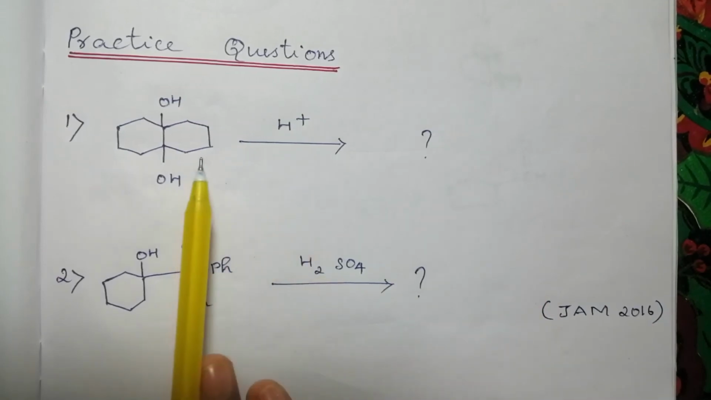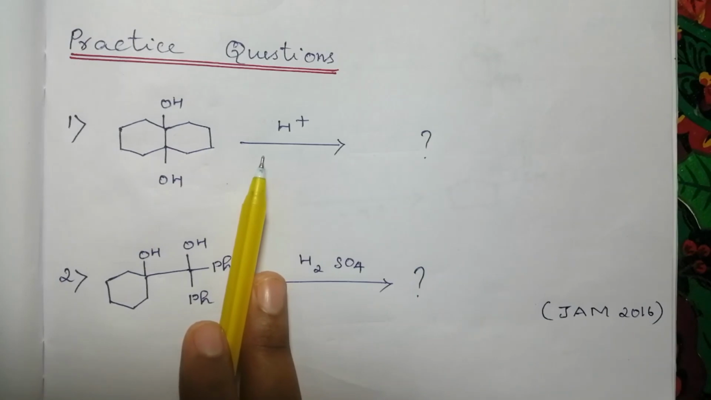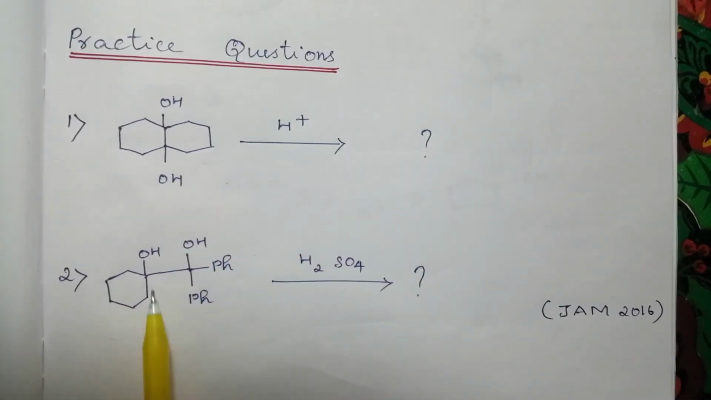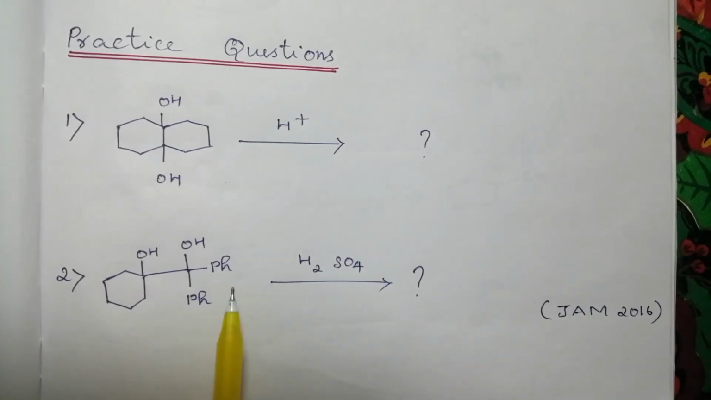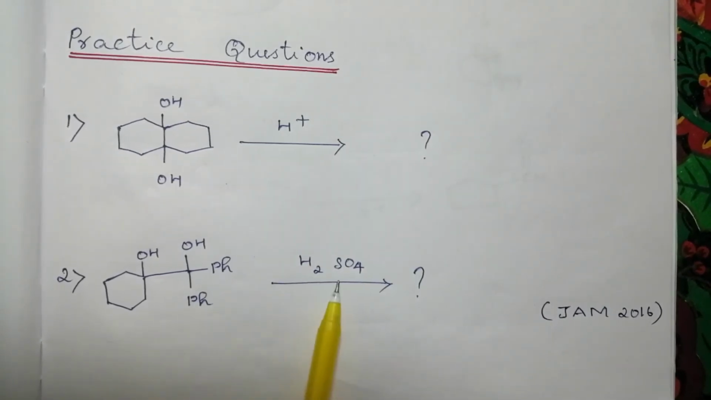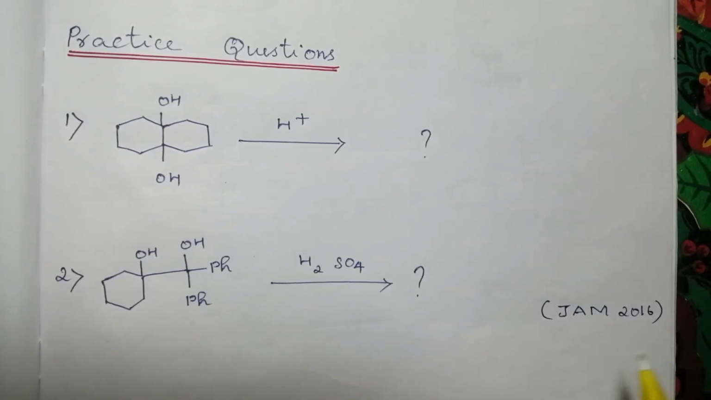Both of them are very simple questions. The first one is a cyclic system again. In the second one, a cyclic ring is also there, but there is another part as well. In this question we have to take into consideration the migratory aptitude, which group would have higher migration. So considering all that, with H2SO4, we have to do these questions using the Pinacol Pinacolone Rearrangement, and this question had appeared in the JAM 2016 paper.